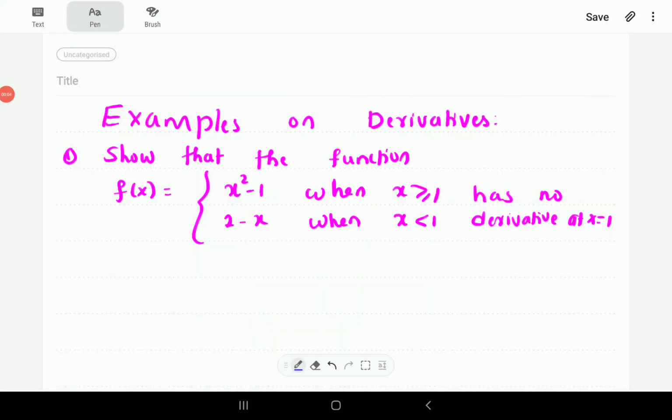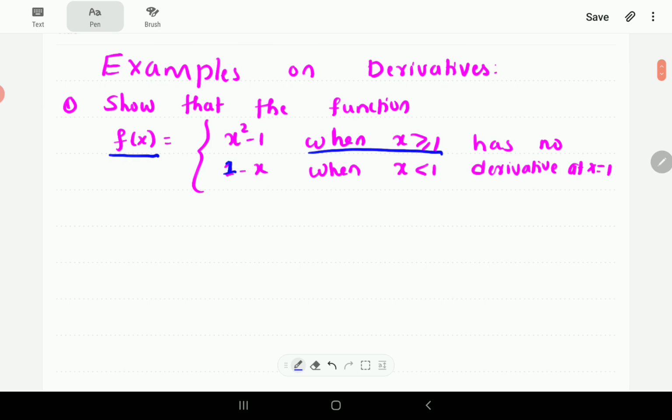Today we're going to see some examples on derivatives. The first example is: show that the function f of x equals x square minus 1 when x is greater than or equal to 1, and equals 1 minus x when x is less than 1, has no derivative at x equal to 1. So we have to show that this function has no derivative at x equal to 1.